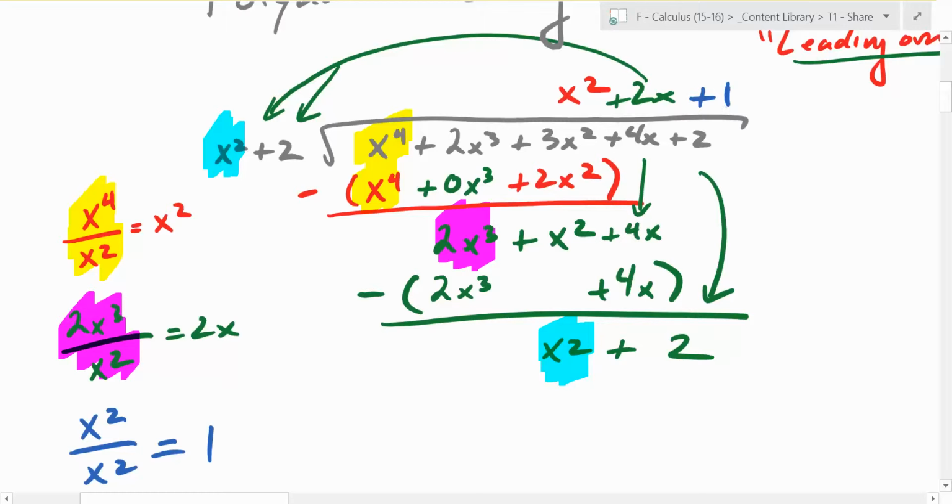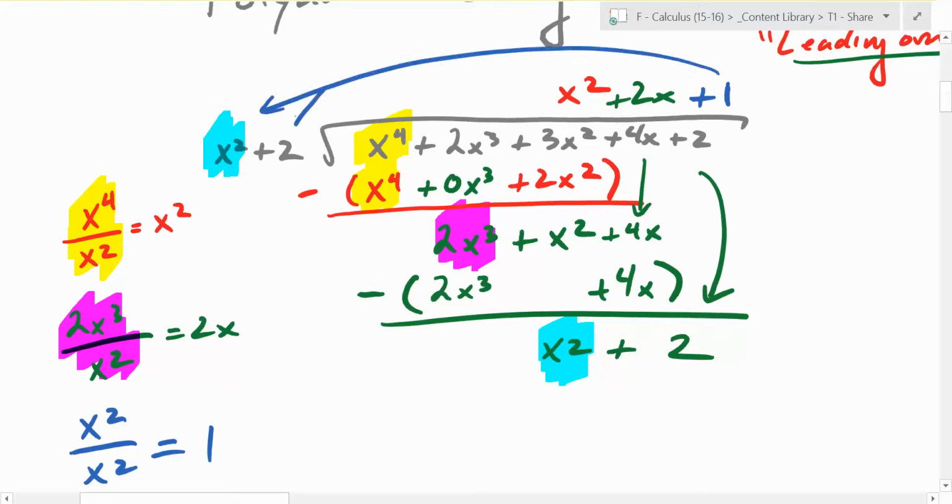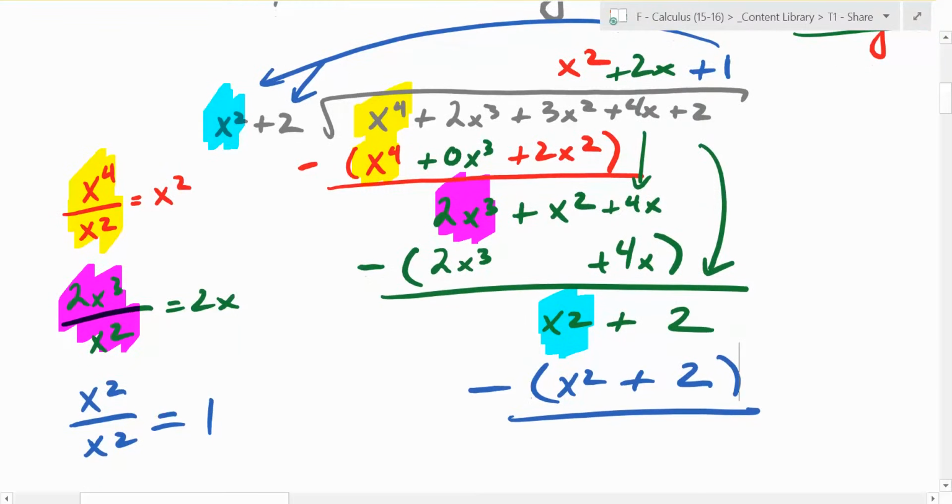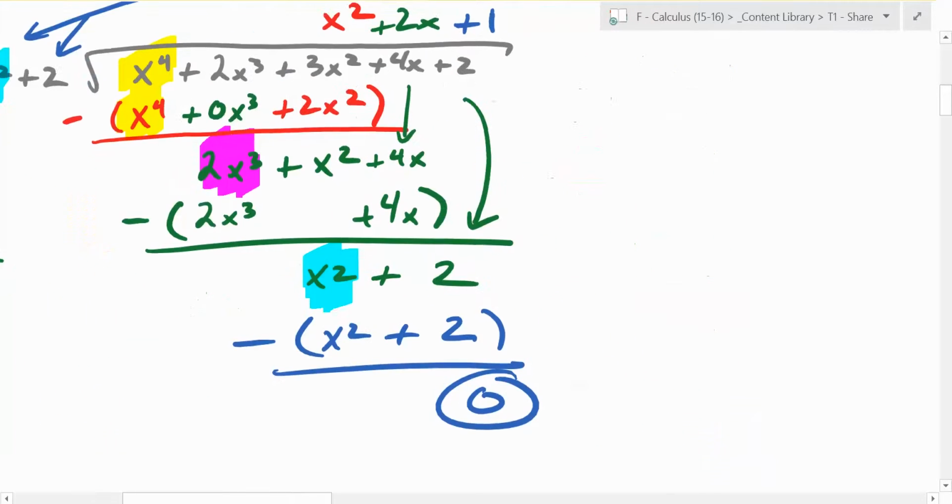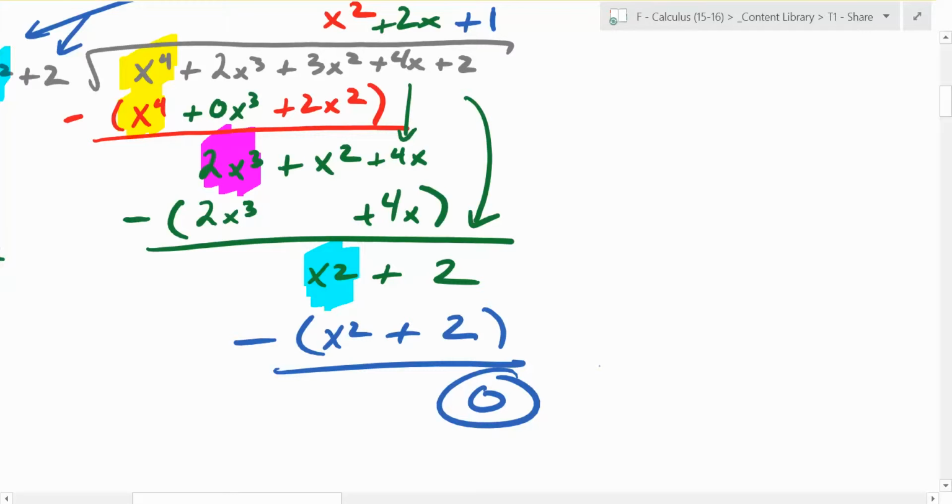And what do you do? It's the same thing over and over again, right? So this gets multiplied in. What do you get? X squared plus what? 2. When you subtract, what do you end up with? 0. Is that awesome? Does that make you happy?